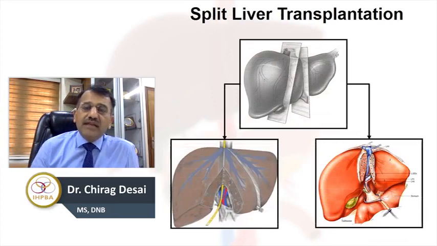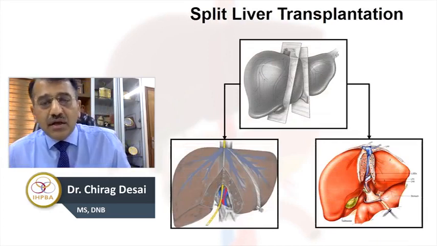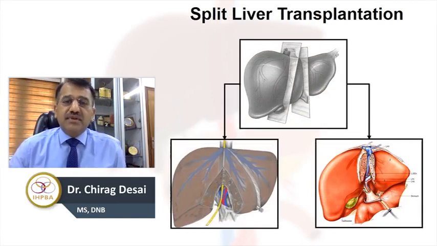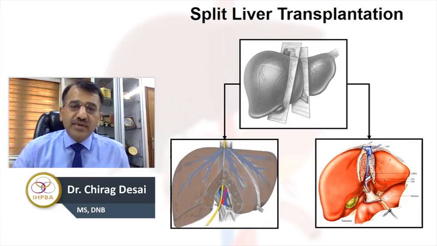Now, in case of scarce availability of organs, split liver transplant is being used, where one good quality liver is divided into two and then given to either two adults or one adult and one pediatric recipient.